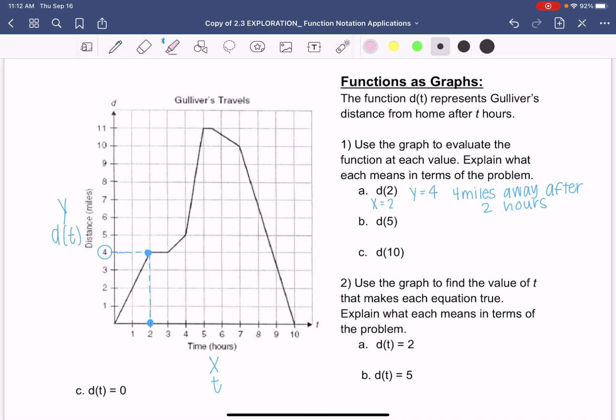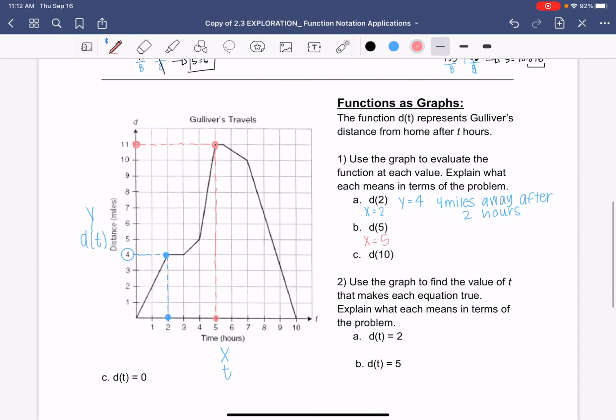So again, on the next one, I'm not going to give you the answer, but I'm going to guide you. We want d of 5. So this means x equals 5, or t equals 5. So we're going on our x-axis, which is this one right here, and I'm looking for 5. I'm going to go up until I meet that point on the graph, so here. Then you are going to find where it is on the y-axis, and that's how far he is from his house in 5 hours.